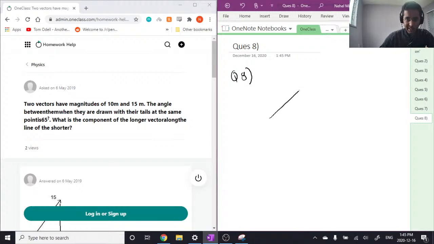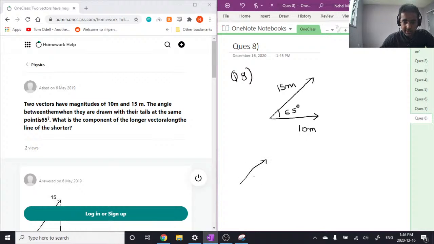So we're given two vectors such that their tails coincide. So it's a situation like this. And we're given that the magnitudes of the two are 15 meters for the longer one and 10 meters for the shorter one. We also know that the angle between the two is 65 degrees, and we're asked to find the component of the longer one along the shorter one.